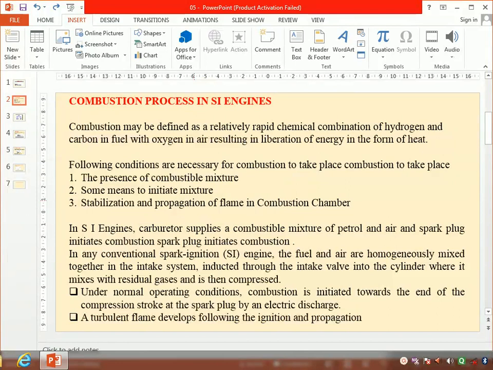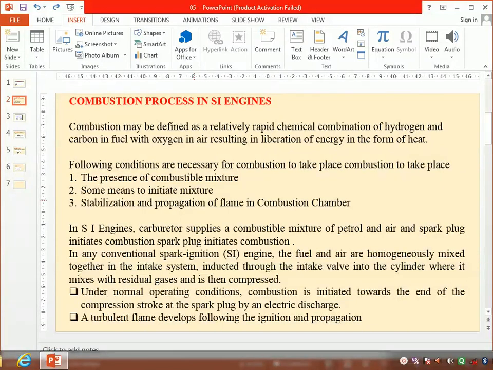Different conditions are necessary so that combustion will take place, means for favorable combustion. So which are the conditions? First, the presence of a combustible air fuel mixture. Whatever mixture is present in the combustion chamber, it must be combustible. Getting? Second, some means to initiate the mixture. It is not going to burn automatically. Some initiation must be there to burn the mixture, means some aids should be there. For example, the spark plug that we use as a means to initiate the mixture.